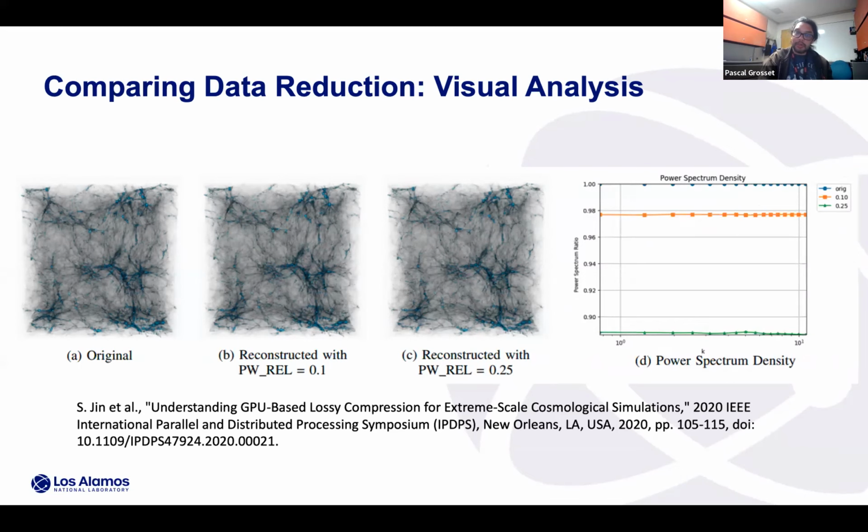When you look at the power spectrum for these two different data sets, you can see that this one is below 0.98, and this one is well below. And what scientists are interested in is keeping the power spectrum to only a 1% difference. So obviously, just doing a visual analysis and looking at that does not tell you enough information to guarantee that the data is going to be good enough for an analysis.